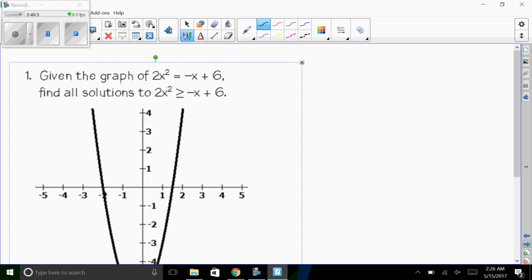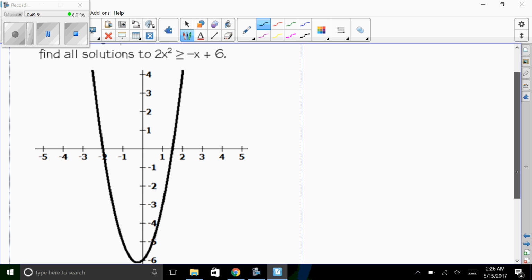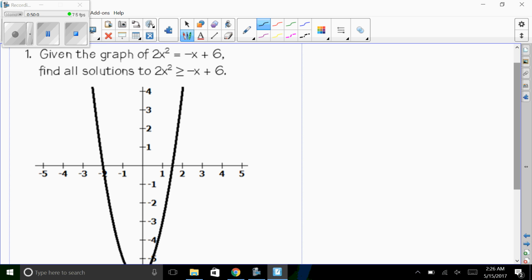Okay, so starting with number 1, one x-intercept is pretty clear, negative 2. The other one looks like it's 1.5, but just to be sure, let's factor that.